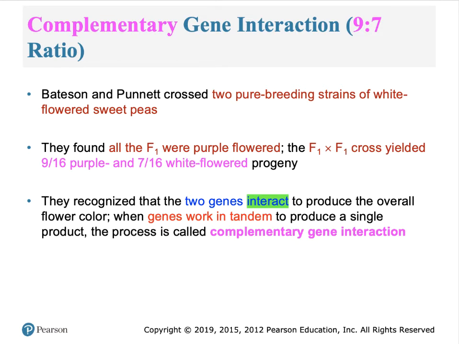By looking over their Punnett square, they were able to quickly identify that the two genes were interacting. Not the alleles, but the two genes responsible for the flower color. From this, they concluded that the two genes work in tandem to produce the single product that's necessary for coloring the flowers, whatever color they are. So the process they called complementary gene interaction.